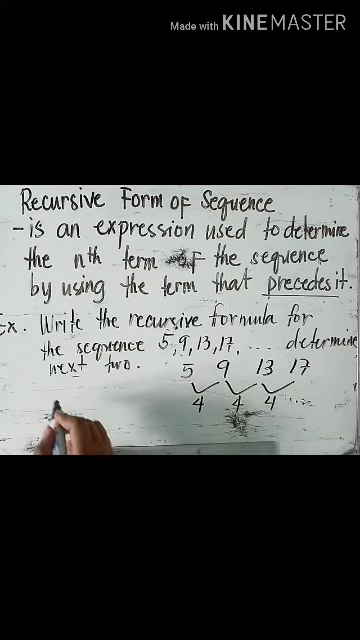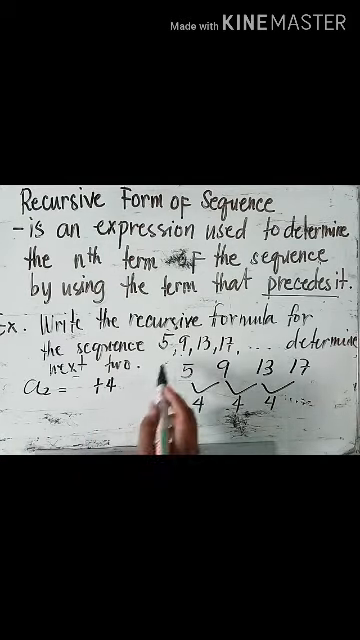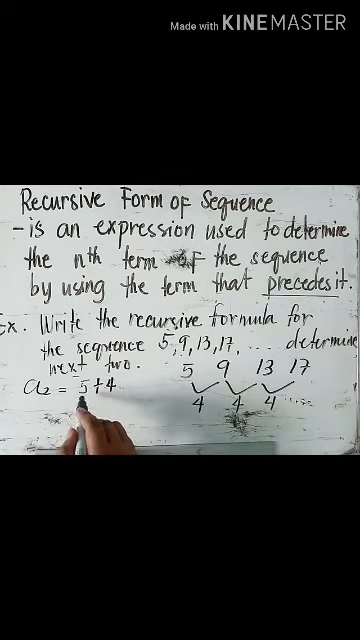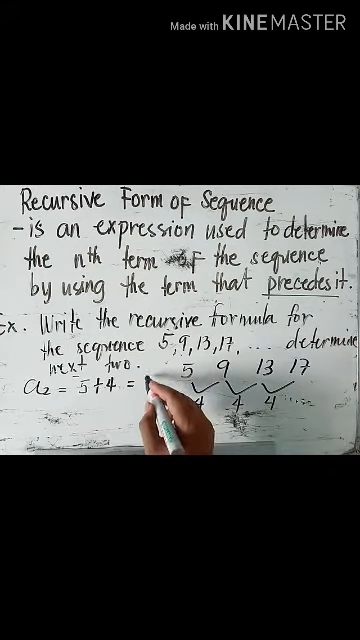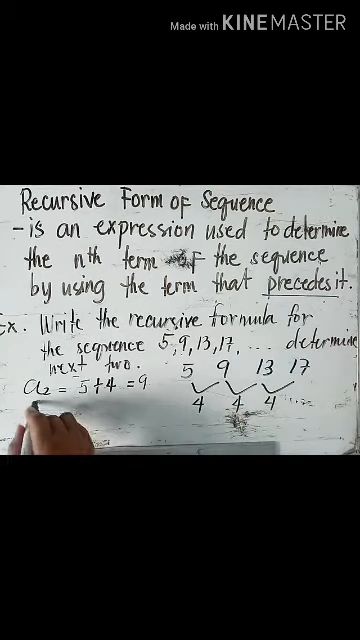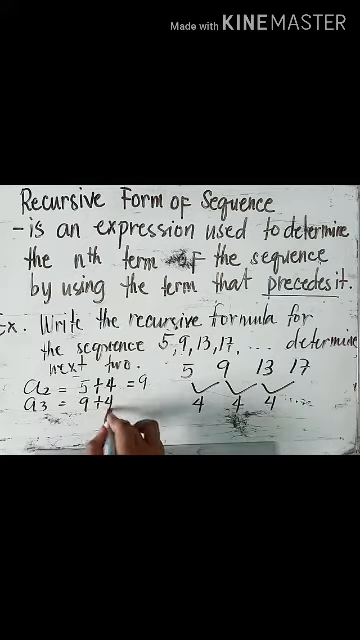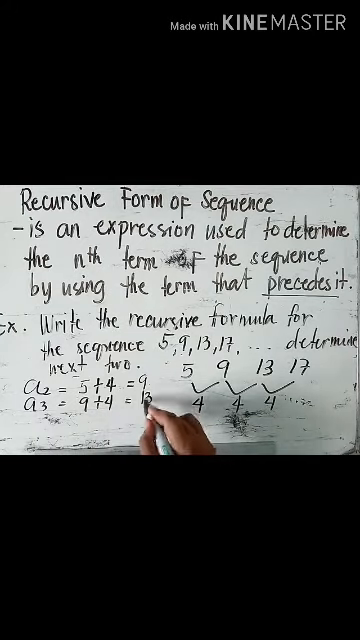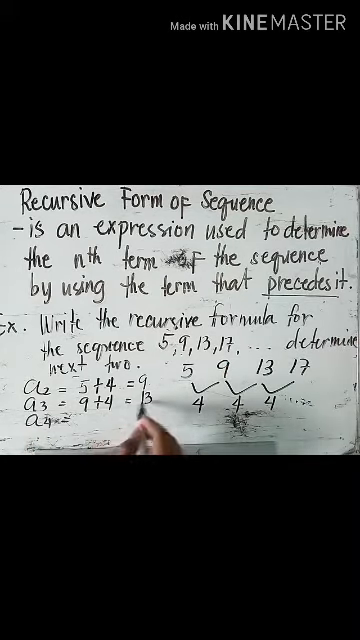So we can conclude that in determining A2, it adds 4. That is the common difference. Then we get A1, or the previous term, and it becomes 9, which is true here. Then A3 is equal to the previous, which is 9, plus the common difference, which is 4. So we get 13. So A4 is equal to 13 plus 4, that is 17.